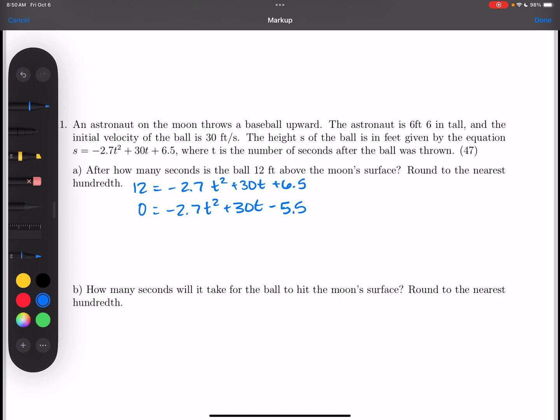So negative b, so it's going to be negative 30 plus or minus the square root of b squared, so 30 squared, minus 4 times negative 2.7 times, that's a times c, negative 5.5, all over 2a, so 2 times negative 2.7. And at this point, I would get out your best friend, the calculator, and find the answer, because you're not going to want to do any of that on your own.